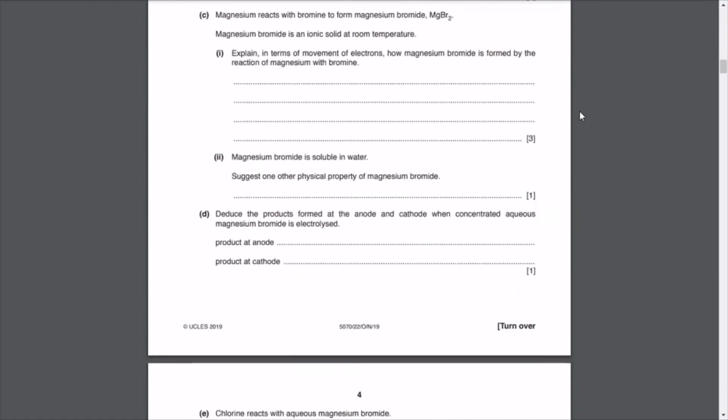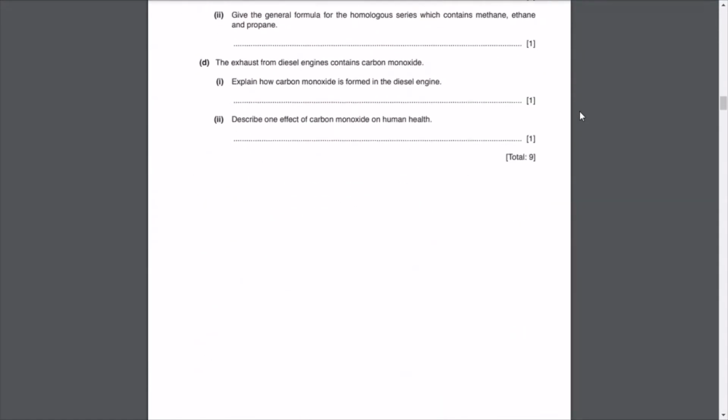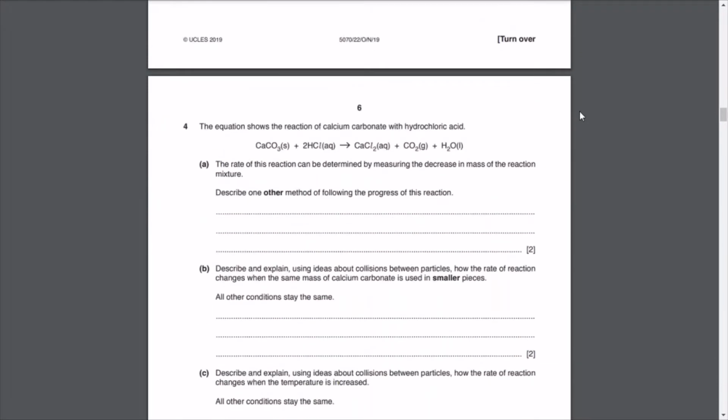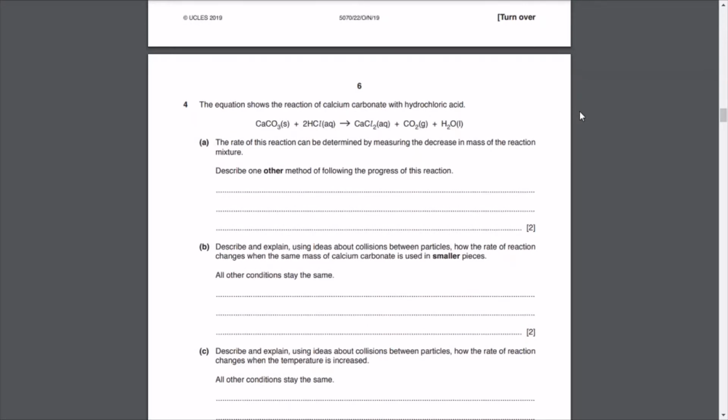I'll solve question number 1 and 2 as well as question number 3 in part 1 and 2. Now I'm going to solve question number 4. Question number 4 says, the equation shows the reaction of calcium carbonate with hydrochloric acid. CaCO3, that is calcium carbonate, plus hydrochloric acid, produces calcium chloride, carbon dioxide and water. The rate of the reaction can be determined by measuring the decrease in the mass of the reaction mixture. Describe one other method of following the progress of this reaction.